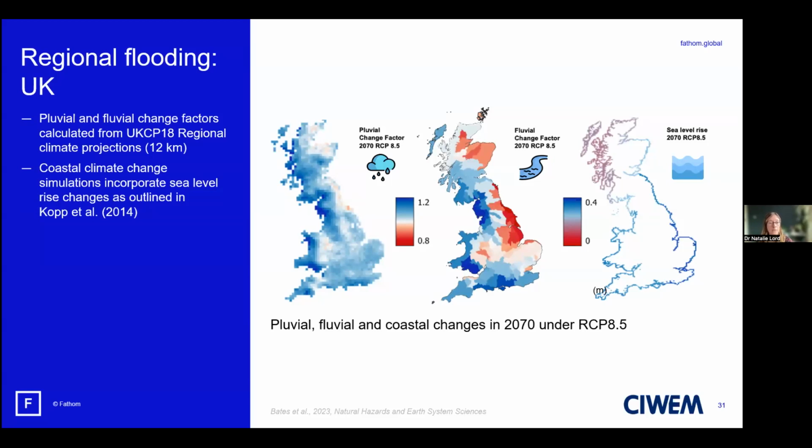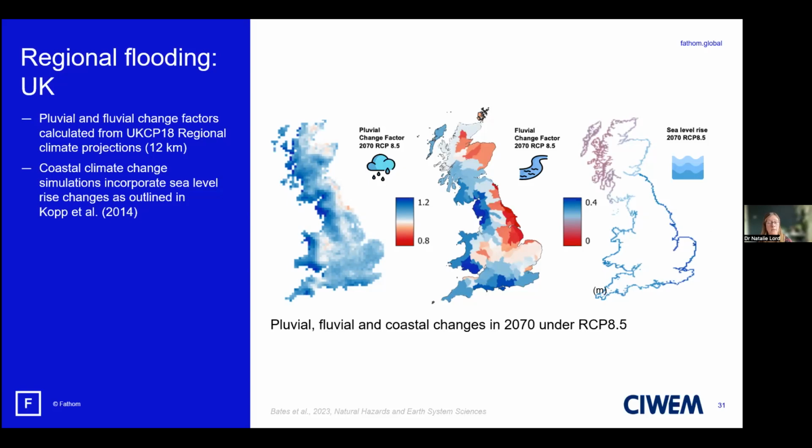And you can see on the left-hand plot that pluvial change factors are positive in most areas, indicating increasing extreme rainfall, although in some areas, particularly along the northeastern coasts of England and Scotland, you can see a slight decrease or little change in rainfall.